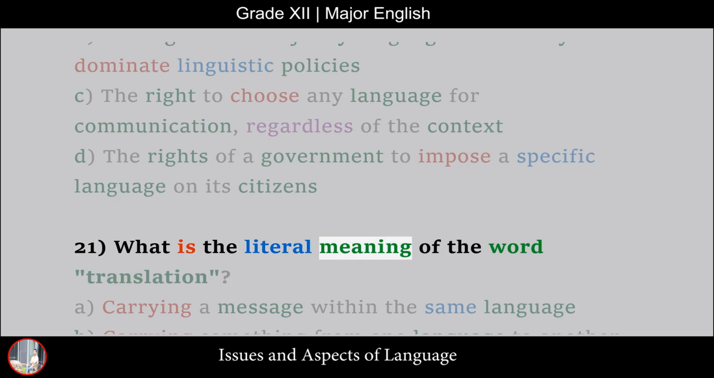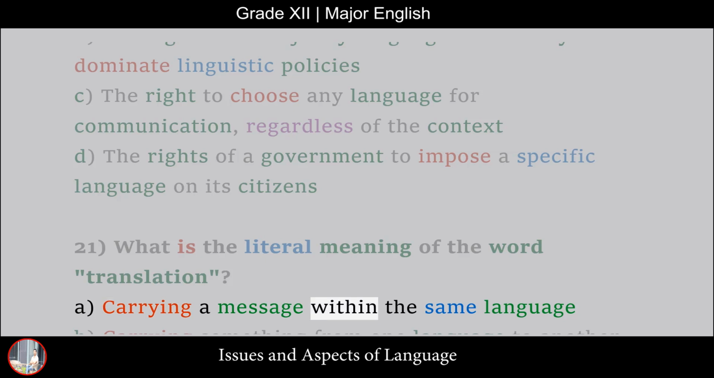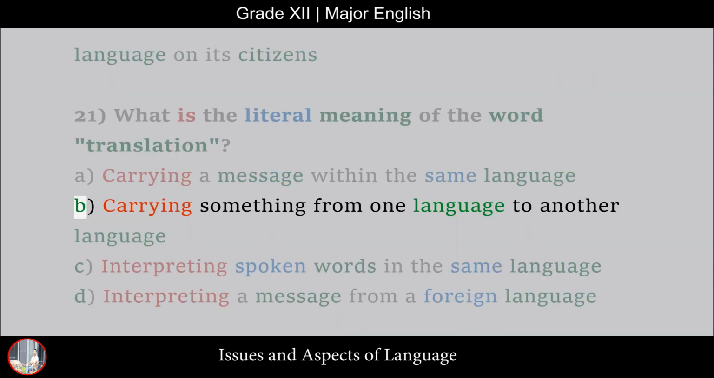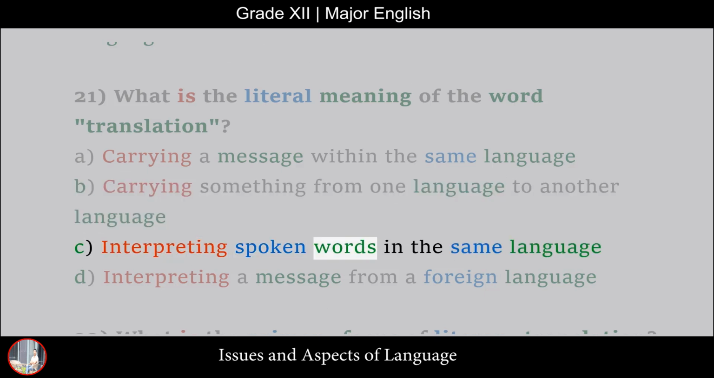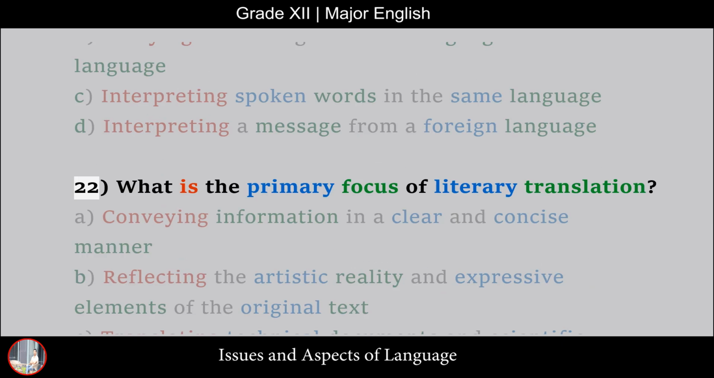21. What is the literal meaning of the word translation? A. Carrying a message within the same language. B. Carrying something from one language to another language. C. Interpreting spoken words in the same language. D. Interpreting a message from a foreign language.